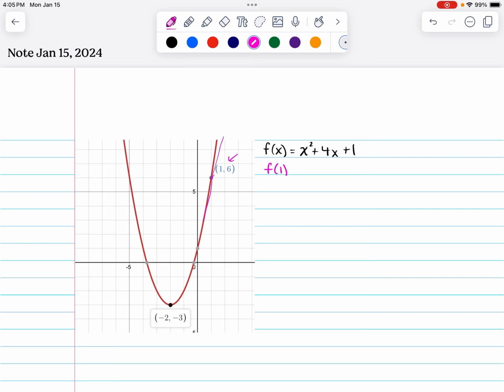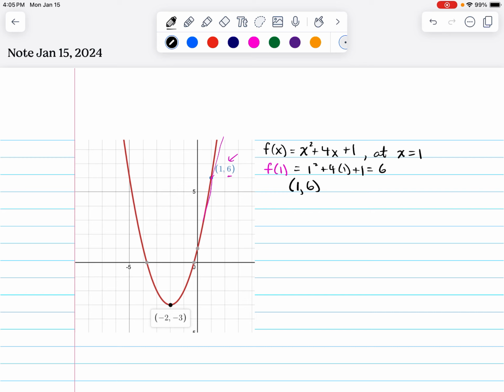Now, the first thing I need to do is find the y value. So I'll be given f of x equals x squared plus 4x plus 1, and they'll say something like at x equals 1. So I need to find y, and I find that just by plugging in. So this is 4, 5, 6. So we have this point, 1, 6.